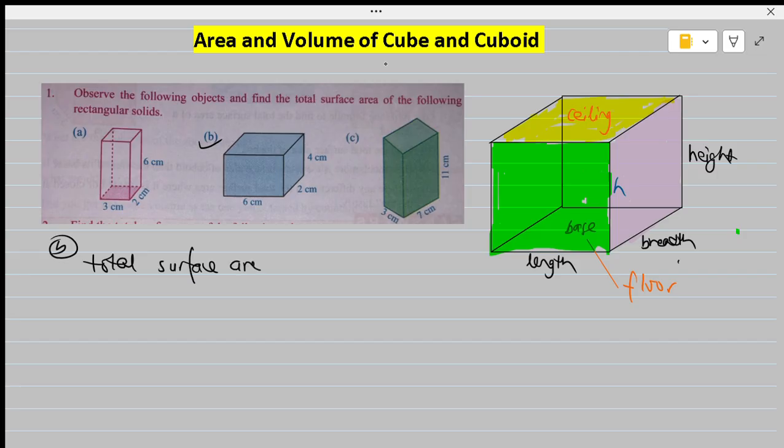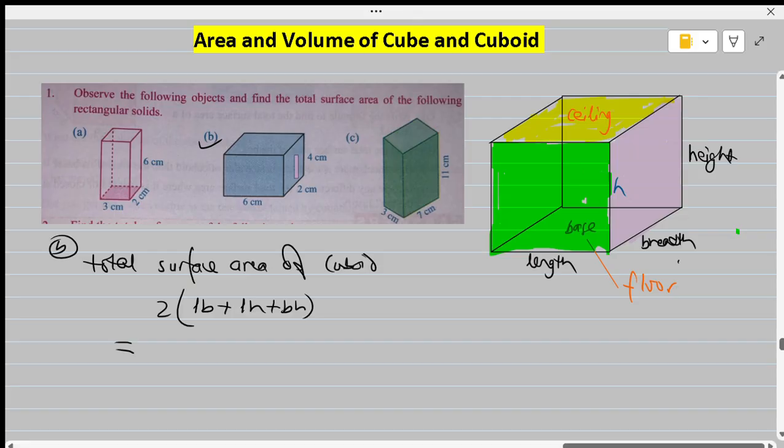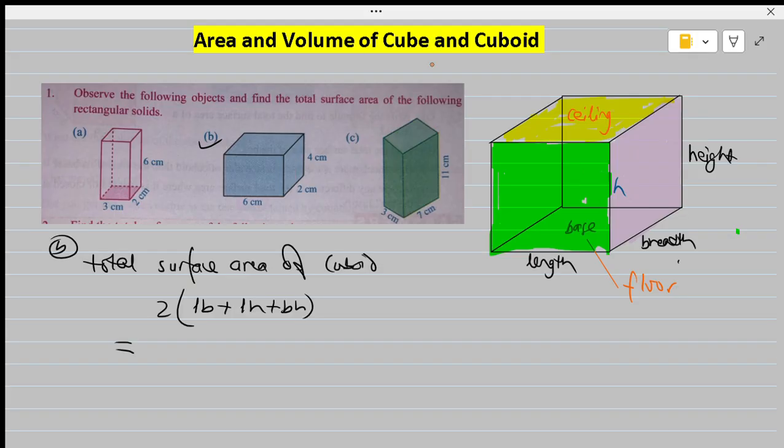the total surface area of the solid or cuboid, the formula we already know, it's 2 times LB plus LH plus BH, and for the values, the length is here 6 centimeter, the breadth is here 2 and the height is here 4, right? So let's keep the values. So length is 6, breadth is 2, again length is 6, height is 4, and breadth is here 2 and height is 4, is it?